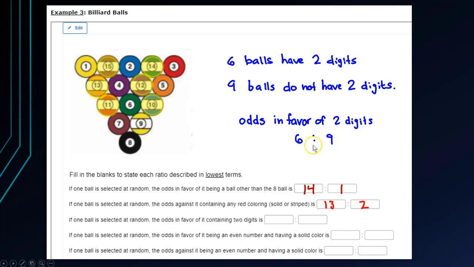6-to-9, though, these two numbers are able to be factored by 3. I mean, 3 does divide into both of these evenly, so when I do that, I get a 2-to-3 ratio, and that's in lowest terms.